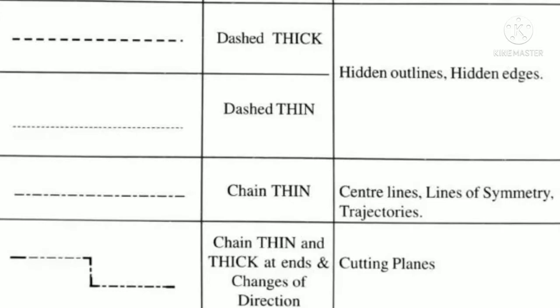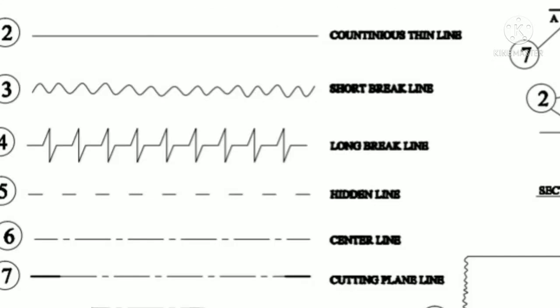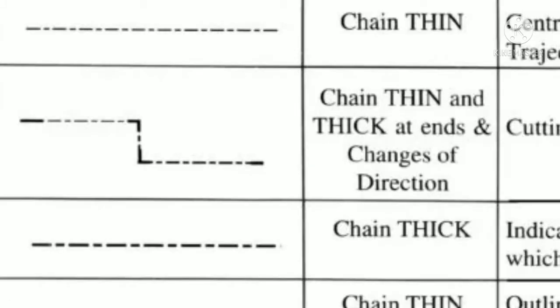dashed thick, dashed thin or hidden line, chain thin or center line, cutting plane line, which is like a center line but the start and end are thick and also thick at changes of direction.